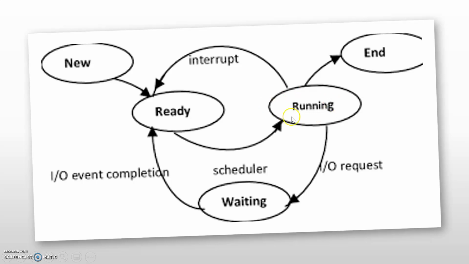And also in the running state, when it requests an input output device and the device is not currently available, it will go to the waiting state. When the IO device is free, it will go back to the ready state, and from there to the running state. And in the running state, if it has completed its execution, it will go to the end state, or it can be called the terminated state. So these are the various states of a process.